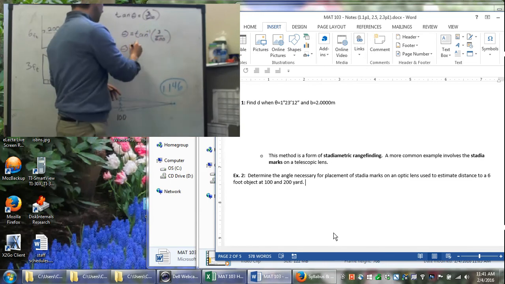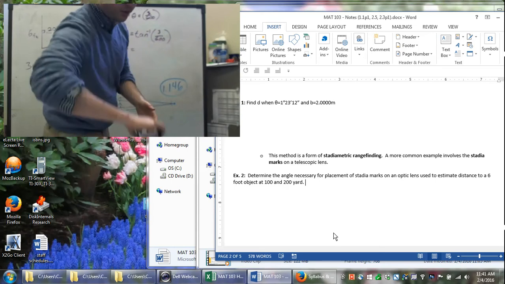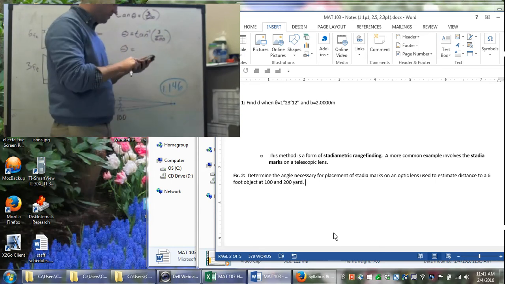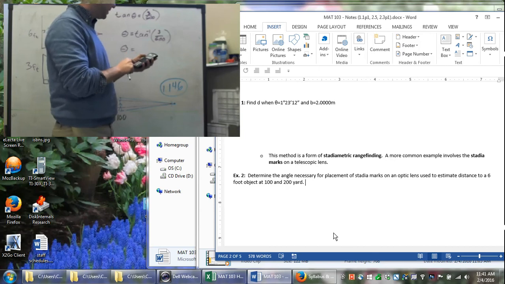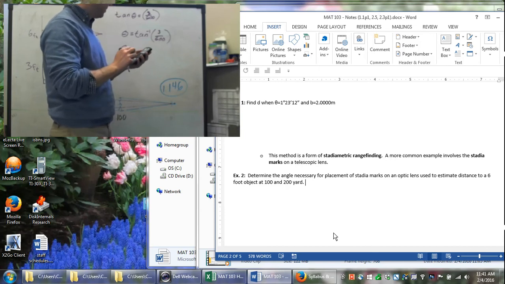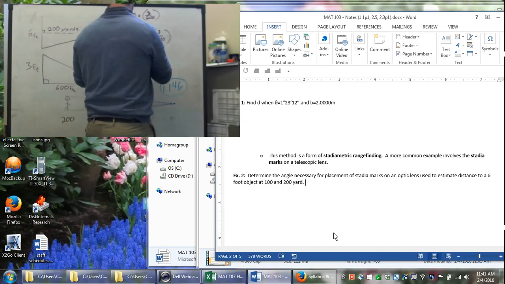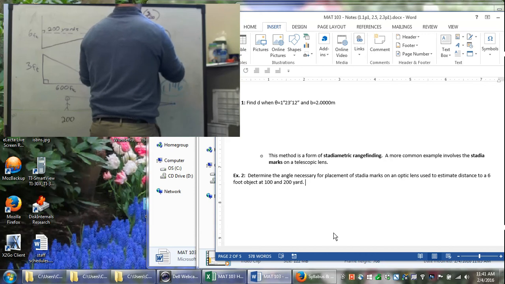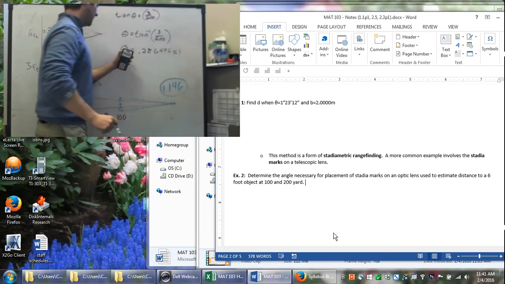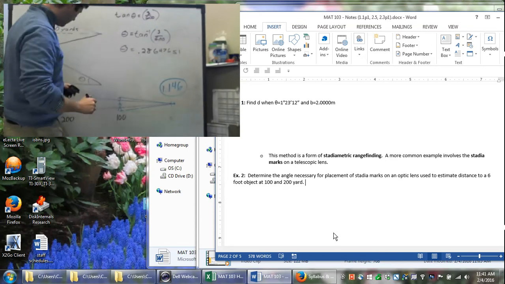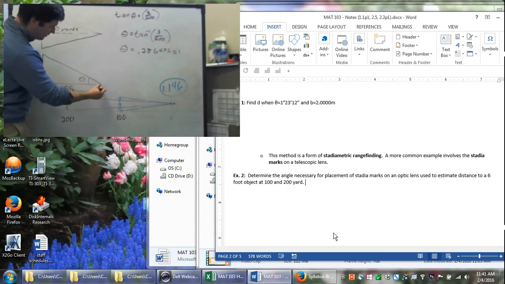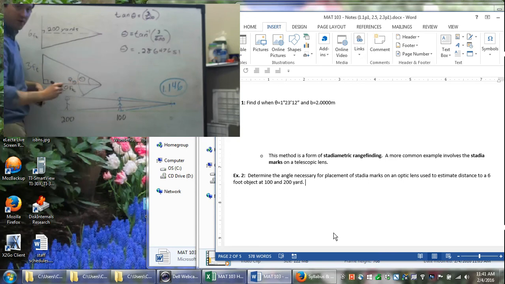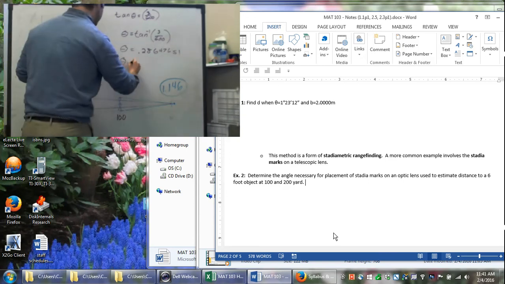Now, remember, that was only half of our original angle. We wanted to know the angle between our stadia marks here. So that's our theta up there. We need theta times 2 to get the actual amount. Let me draw it in the bigger version here. So we just calculated theta. The actual angle we want is this one here. It's 2 times that theta. So what is 2 times theta?